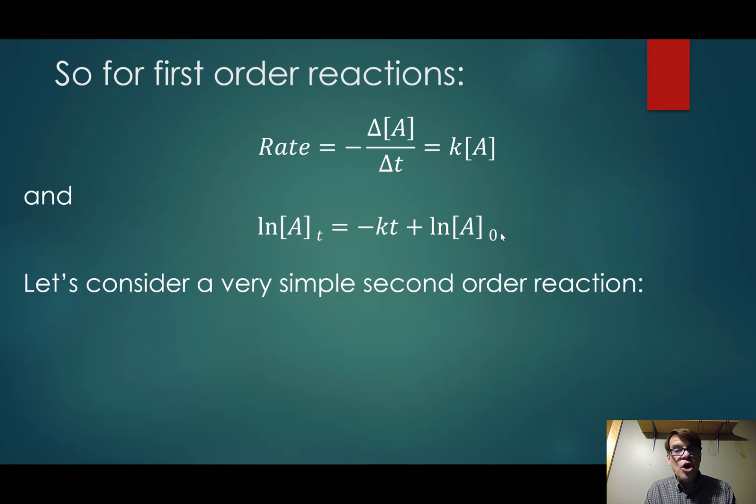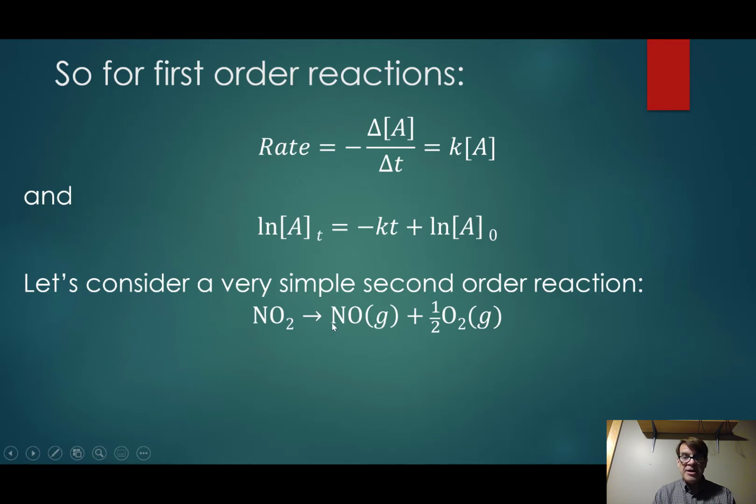So now let's talk about second order reactions. Let's consider a very simple second order reaction. Nitrogen dioxide decomposes into, I think that's nitrogen oxide, and then plus oxygen. Why is this simple? Because it only involves one substance. How do I know it's a second order reaction? Well, it has to be determined experimentally. There's no way to look at this formula and say, oh, that's a second order reaction. You just have to experiment and find these things out.